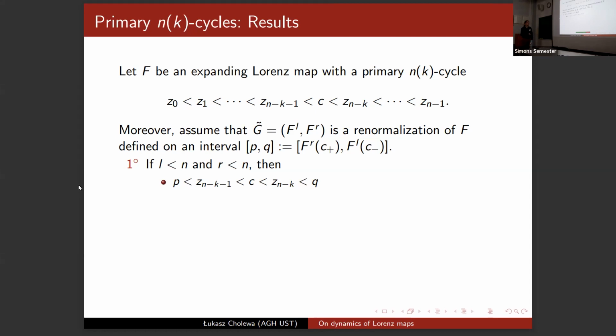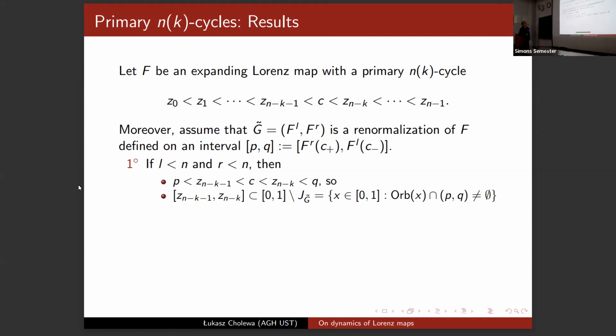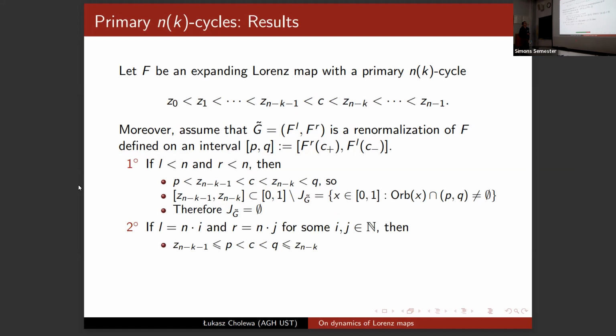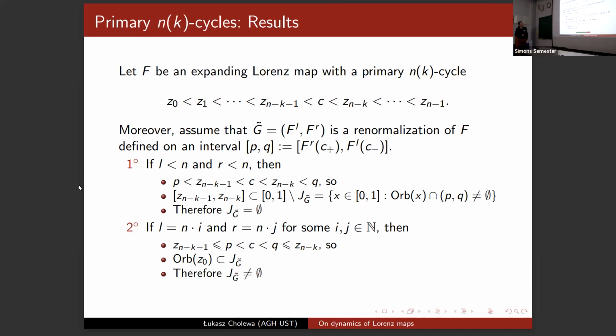Okay, so in this case, this interval is contained in the complement of JG, so in this set FG. And therefore the set JG is empty because, as I said, the images of this interval cover the whole interval [0, 1]. And if I have the second case, when n divides L and R, then by the same argument, P and Q belong to this interval around critical point. So in this case, the nk cycle is contained in the set JG. So this set, in this case, is non-empty.